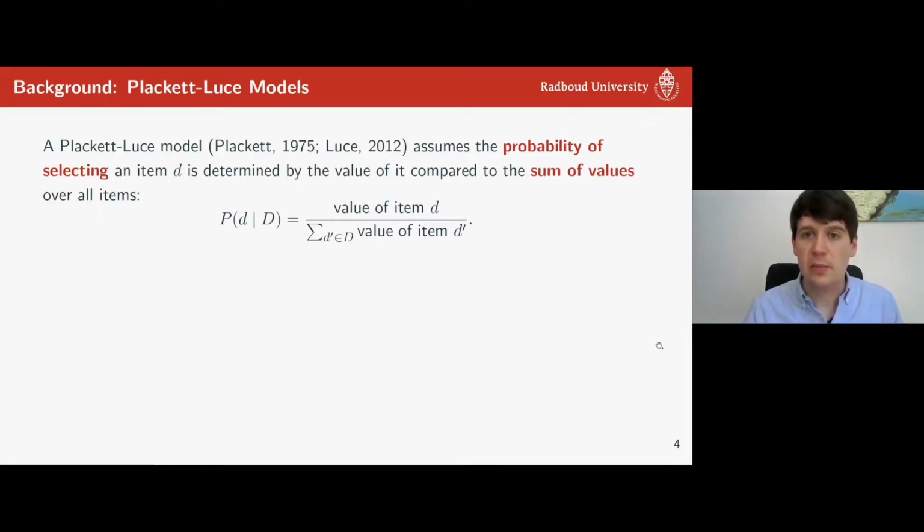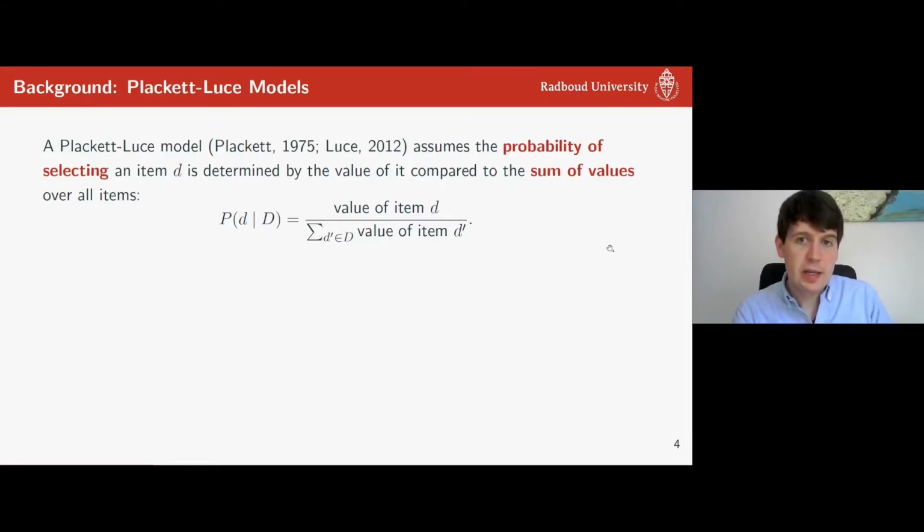The way it does that is by assuming that it's determined by the value of the item that you may choose in comparison with the sum of the value of all the items. So the probability of choosing item d out of a collection, capital D, is the value of this item, which should be some positive value, could potentially be 0, but usually it's positive, divided by the sum of the value of all the other items, so the total value. This is really just the percentage of value that this item makes out of the total amount of value that there is in the collection.